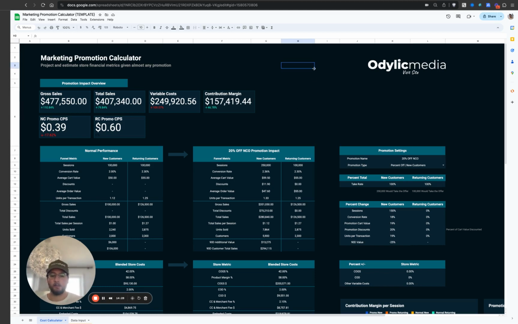And again, the value here is really in helping you logically and critically think through how a promotion will affect more than just sales, but how it actually affects contribution margin per session for returning and new cohorts, in addition to that short-term lifetime value.